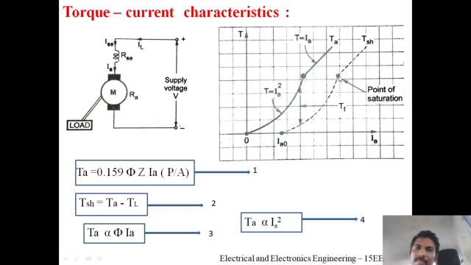Here also up till saturation. After saturation, it will become linear. Okay. So this is regarding the torque current characteristics of DC series motor, which has got high starting torque.